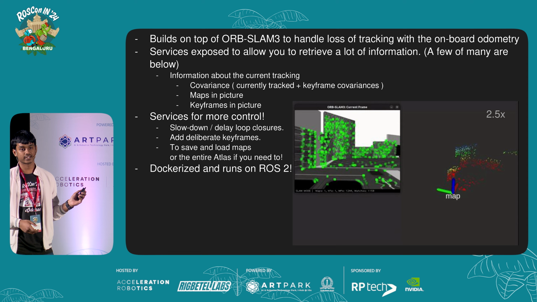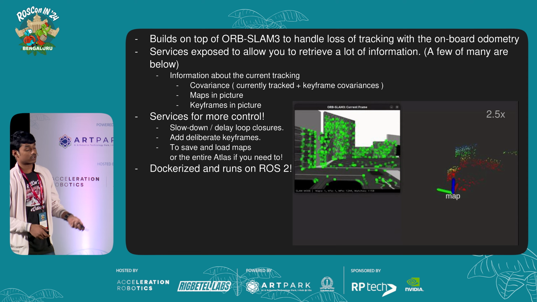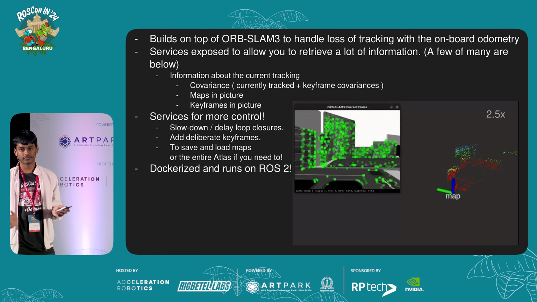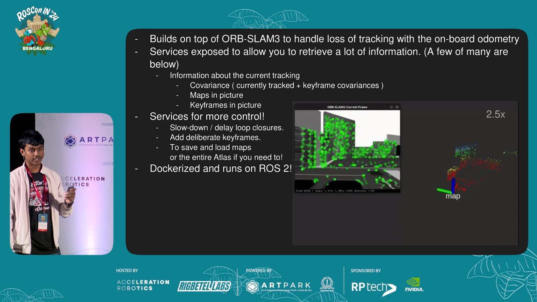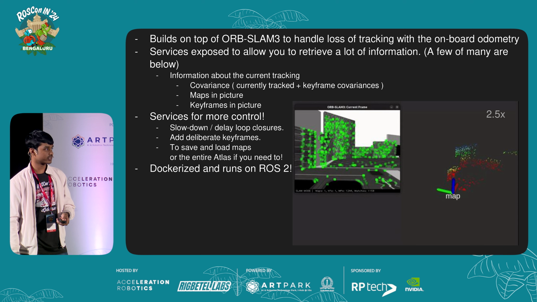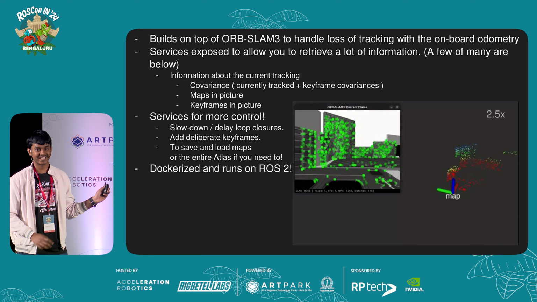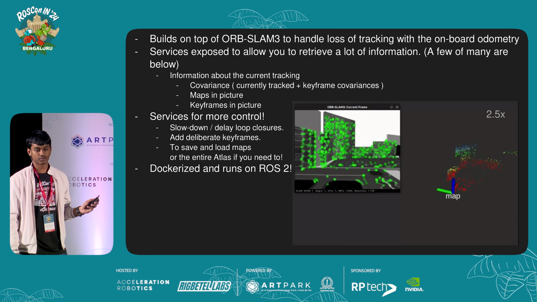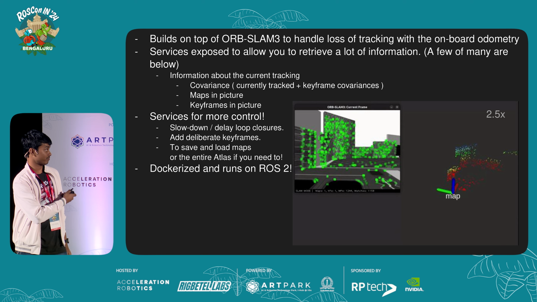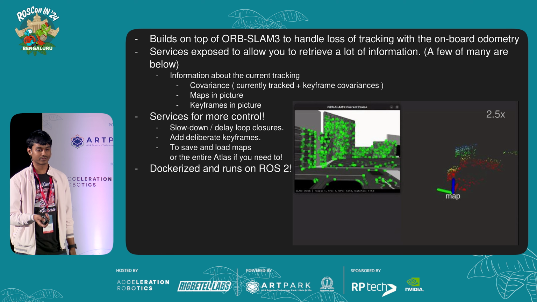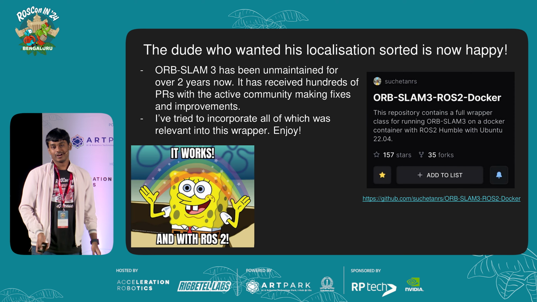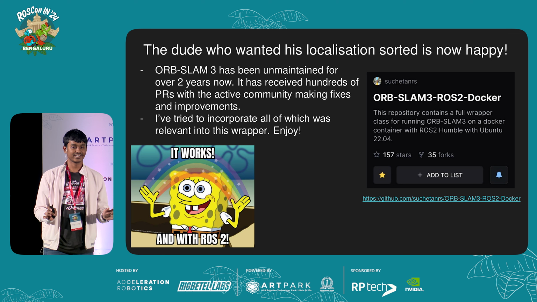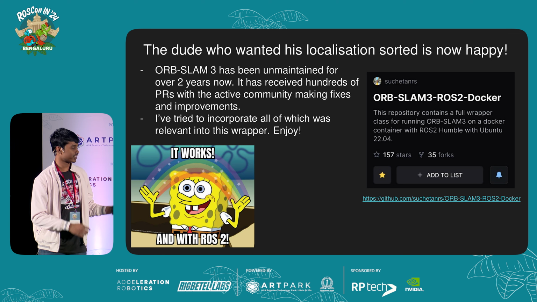There's a lot more features that it offers. You have services to get the covariance, the maps in picture, the keyframes in picture, and also you can slow down or delay loop closures if you want. You can add external deliberate keyframes if you want, and also, obviously, save and load maps through ROS service calls. It's Dockerized and runs on ROS2, so it's very easy to use, and you can pull it today and run it right here, right now, if you want. Now, the guy who wanted his localization sorted is finally happy, and he can run OpsLam 3 on ROS2.